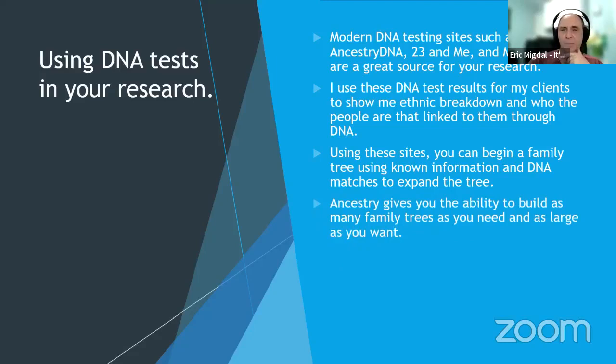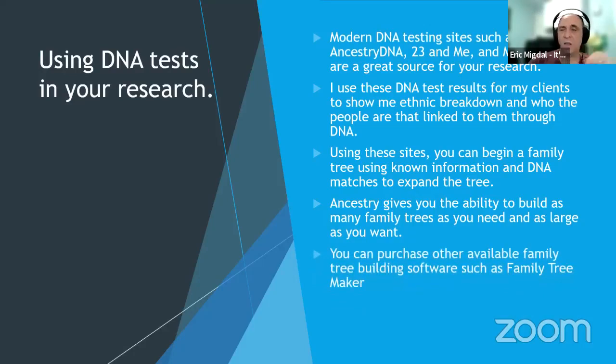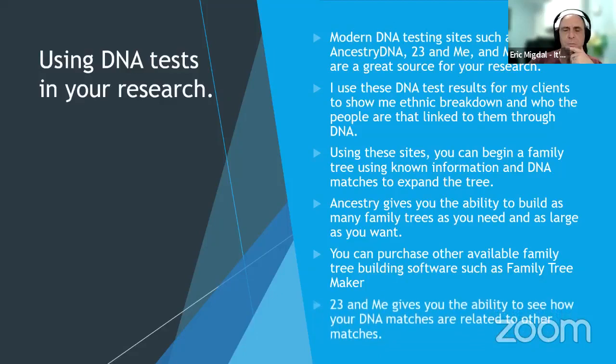Ancestry gives you the ability to build as many family trees as you need and as large as you want. You could purchase other available family tree building software, such as Family Tree Maker and RootsMagic. 23andMe gives you the ability to see how your DNA matches are related to other matches, which is very useful.